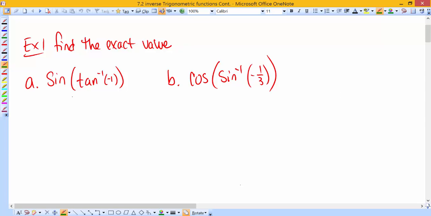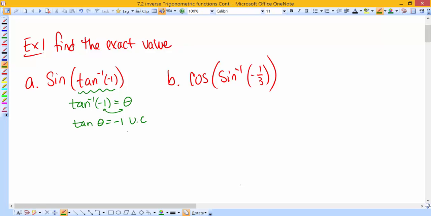When we are working with these composite functions with two different functions, so like here in A, we have sine and tangent together. We always start on the inside. So it was very important that you did your work from 7.1, example 1 specifically, where we did find the exact value. So I can take the tangent inverse of -1 and set that equal to theta. Now I switch these. I want to undo the inverse. So tangent of theta equals -1. That is a value that I recognize from my unit circle. This is on my unit circle.